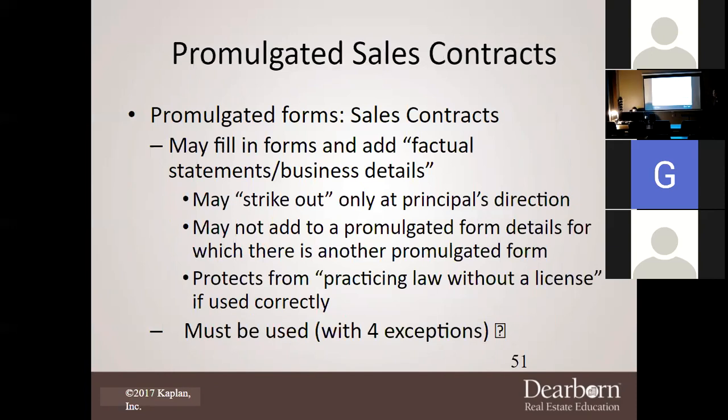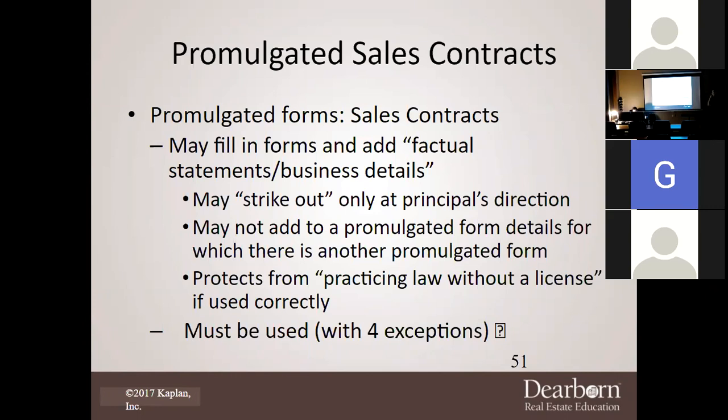Now the promulgated forms. The sales contracts are going to be, like we said earlier, they are promulgated by who? By what committee? Nope. They're promulgated by TREC, but who creates them? The broker-lawyer committee. Okay, you're right, Miss Linda. They are promulgated by TREC, but the broker-lawyer committee drafts them. That's what I was trying to get to.